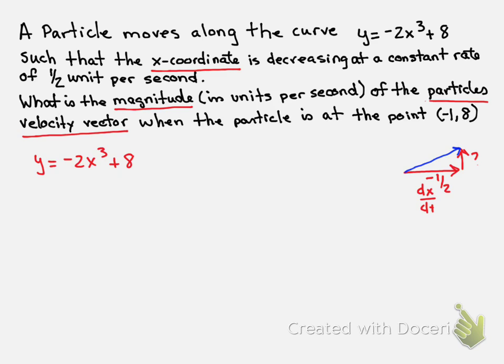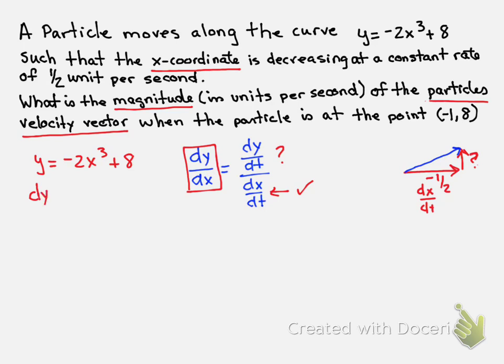And also, we know that dy dx equals dy dt over dx dt. I was given this dx dt as negative 1/2. I'm looking for this dy dt. I need it in my triangle over here. That's that height I need. And I can find dy dx just by taking the derivative of what's here. Dy dx would equal negative 6x squared plus 0.